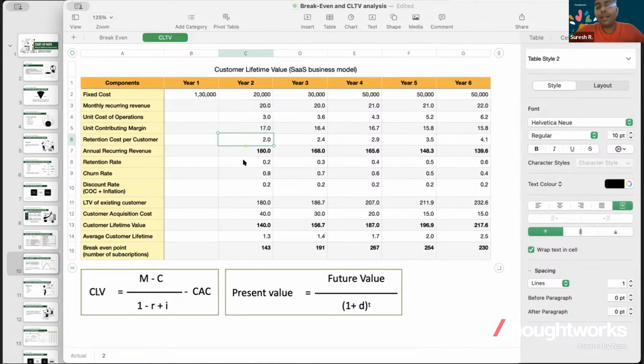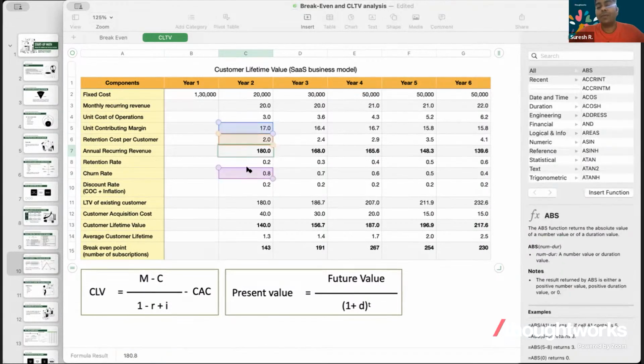And what is the retention cost per customer? I'm putting in a conservative number of $2. I'm going to spend $2 on the customer for every subscription. These are all monthly numbers. So every month, I'm going to spend $2 on the customer. On a year, probably I'll spend $24. I would be giving goodies or spending some time on customer support to talk to the customer and get feedback. So overall, I'm going to spend $2.